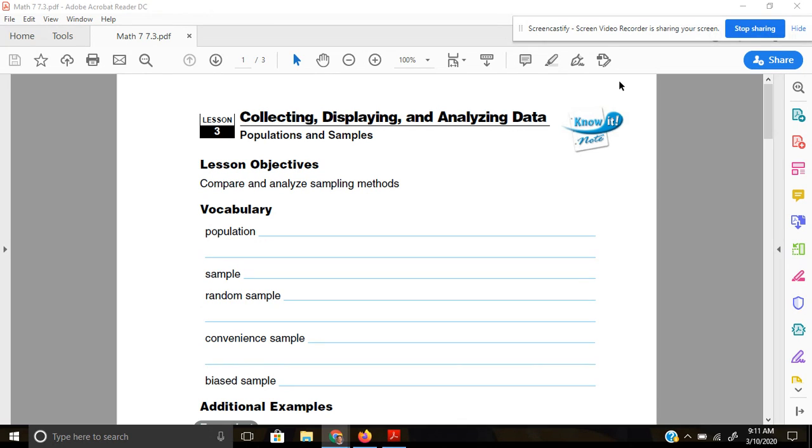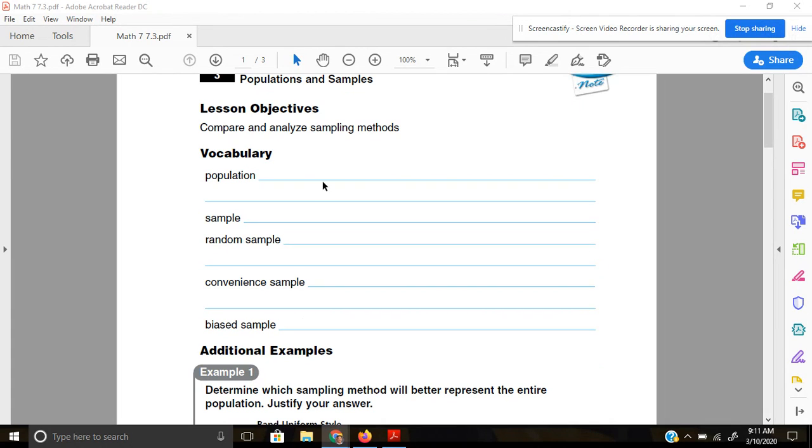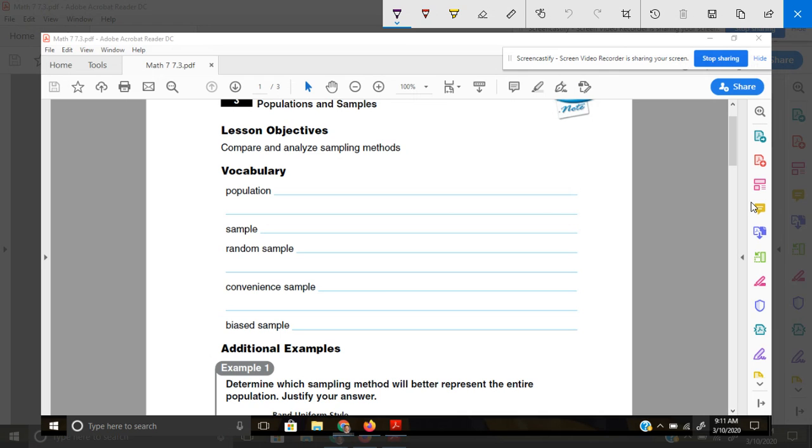We've got populations and samples, and we're going to start off with a little bit of vocab today. What we want to be able to do is to compare and analyze sampling methods. Basically, we want to see: is the sample that somebody took, the data that they gathered, credible or not?